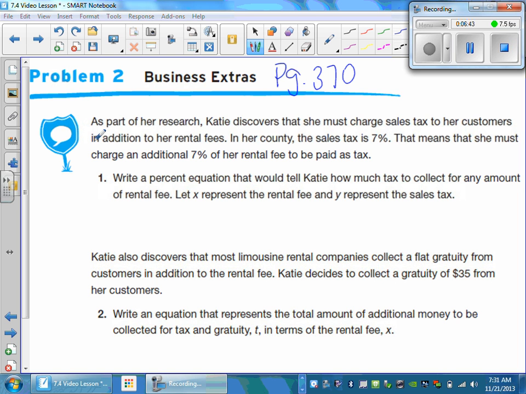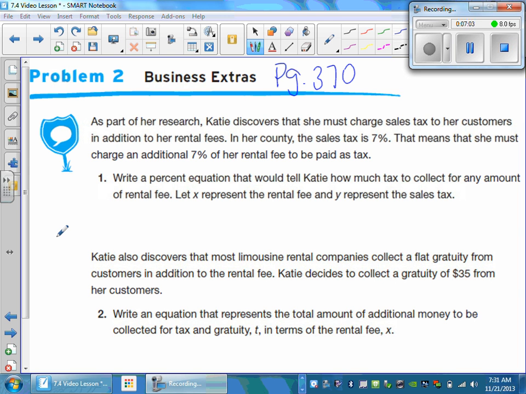All right, number 2 says, as part of her research, Katie discovers that she must charge sales tax to her customers in addition to her rental fees. In her county, the sales tax is 7%. This means that she must charge an additional 7% of her rental fee to be paid as tax.